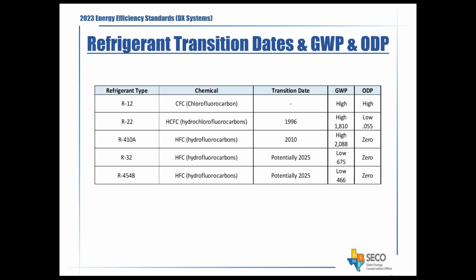There were similar transitions, R134 and so forth, for other systems. But R410, which you commonly see in the smaller DX systems, had a high GWP, which was 2088, but the ozone depletion potential was zero. Now remember, when this transition was done, people were more concerned about the ozone layer, which they're still concerned about, and they were just focused on that one item.